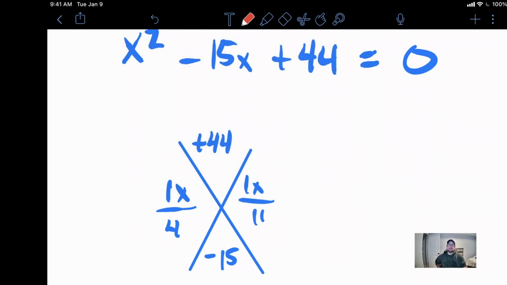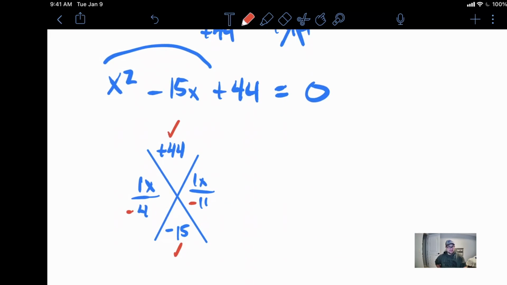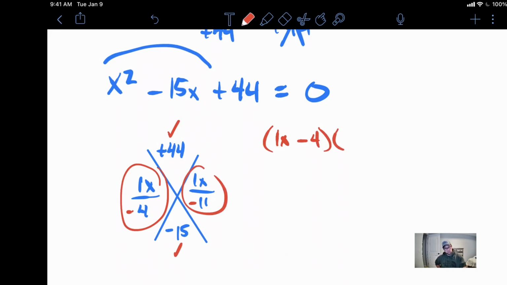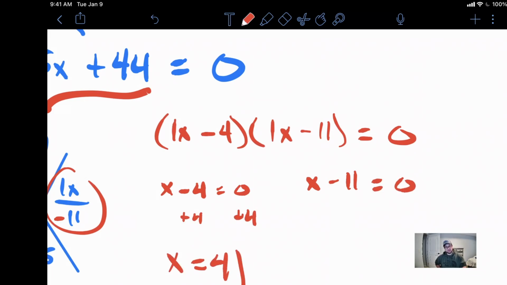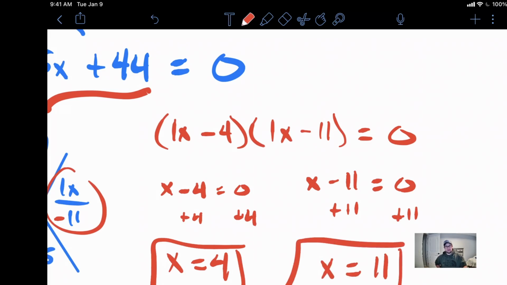Remember, there's two ways to get a positive 44. Either both of the numbers were positive or both of the numbers were negative. So negative 4 times negative 11 would equal positive 44. Negative 4 plus negative 11 would equal negative 15. Since neither of our factors reduce, our first one will be 1x minus 4, and our other one will be 1x minus 11. And of course, that's equal to 0 because all we did was rewrite the first part. So we're going to set up our two separate equations, x minus 4 equals 0, and x minus 11 equals 0. Add 4, x equals 4. Add 11, x equals 11, and we are done.